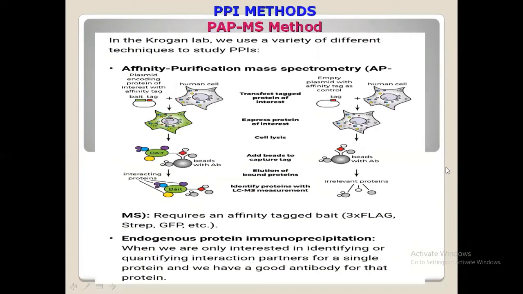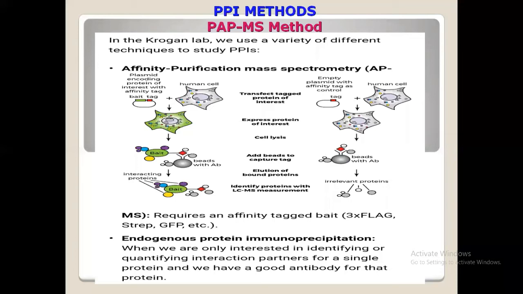And this is another method that is called the AP-MS method, the protein AP-MS method, and this is done in the Krogan lab.